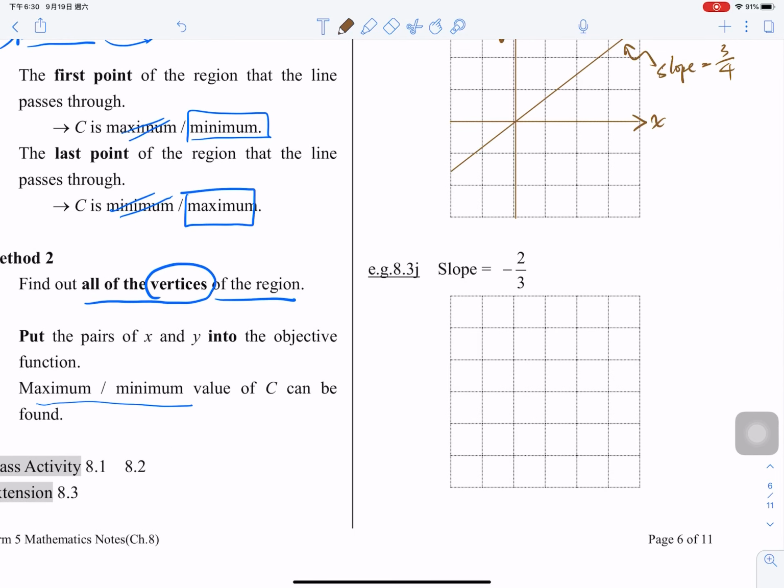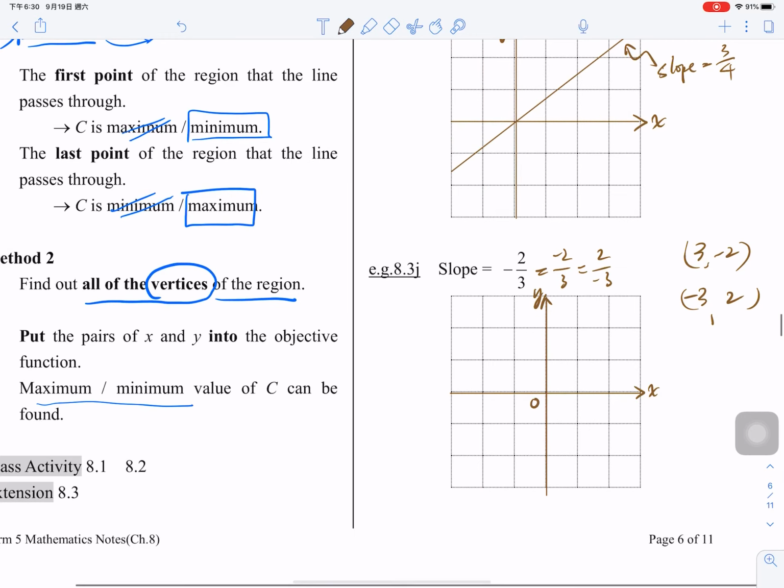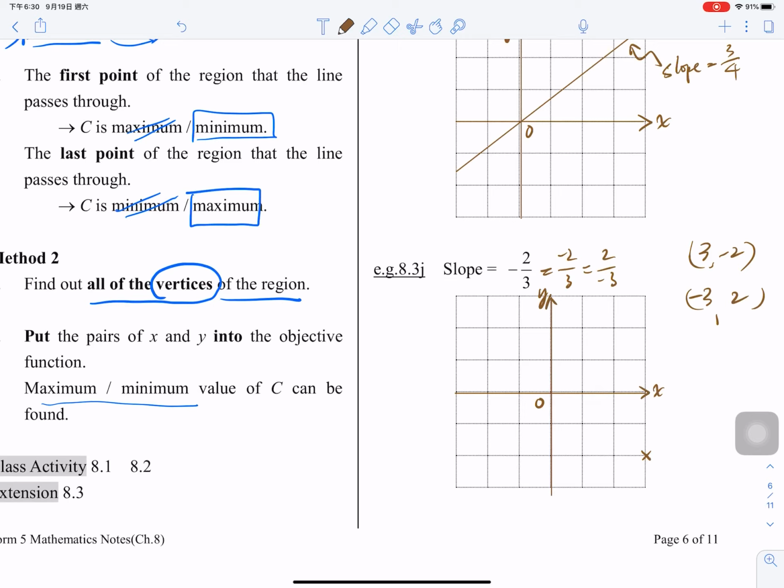One more example, I hope you understand. Negative 2/3, or 2/3. So which 2 points? Correct. One is 3, negative 2. The other one, negative 3, 2. So now again, draw the 2 axes first, x and y. Here 0. Then 3, negative 2, negative 3, 2. Now the line passes through. Very good. So this slope is negative 2/3. This can help you to draw the objective function.